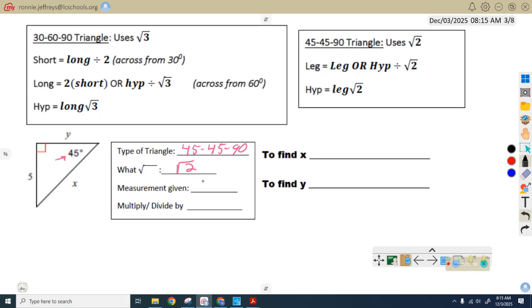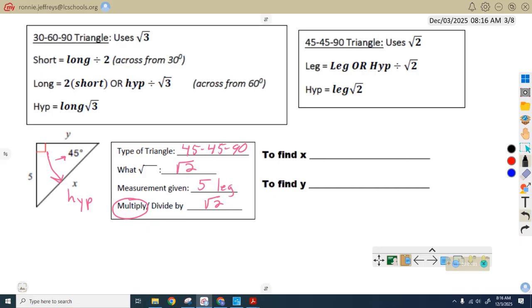Measurement given, 5, and it's a leg. All right. And we are going to multiply by root 2. Now, x right here happens to be our hypotenuse. Well, how do I know that? Because it's across from the 90-degree angle, like we have covered multiple different times. So x is actually right here.